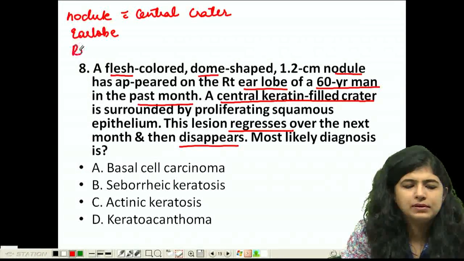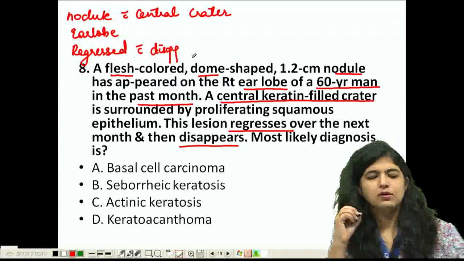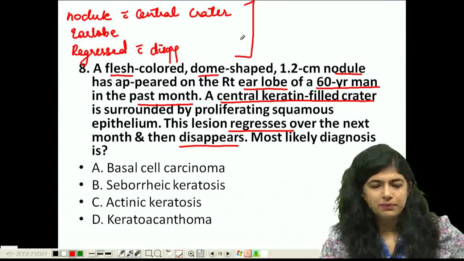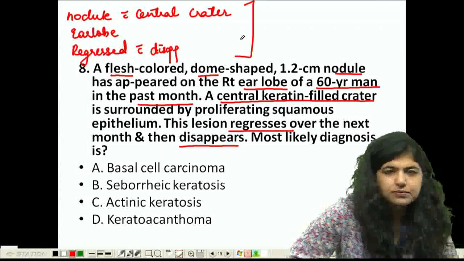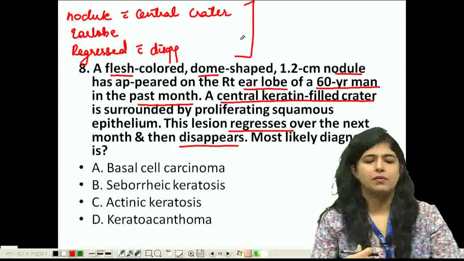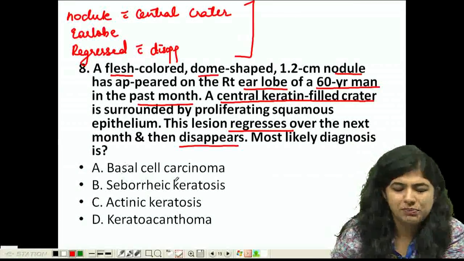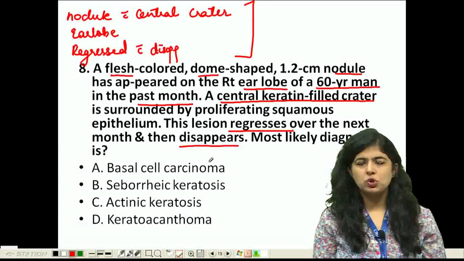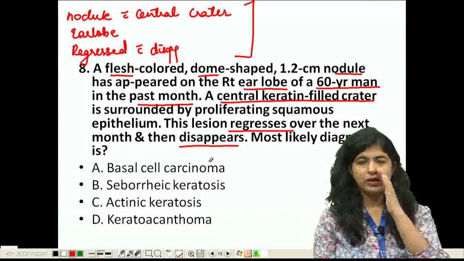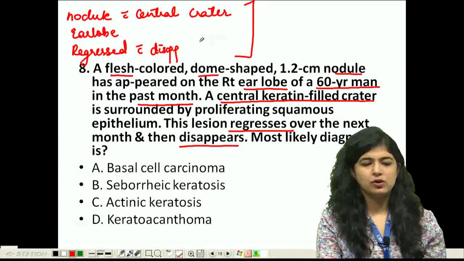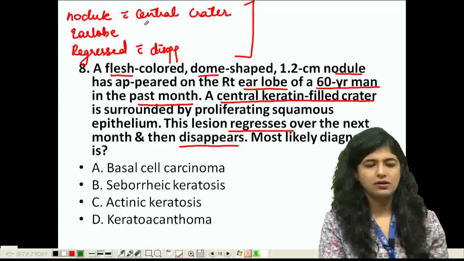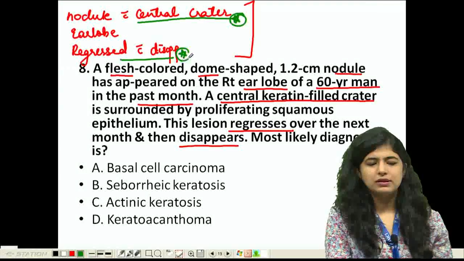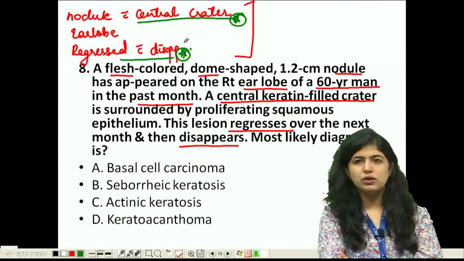Two, it has appeared on the earlobe. Three, it has regressed and disappeared. What is the diagnosis? Tell me, what is the diagnosis? Would a BCC regress and disappear? All of these can look like a nodule or a papule, but important point, what will actually clinch the diagnosis? The diagnosis clinchers in this question are the central crater and the regression. These are the important points which will actually get you to the diagnosis.